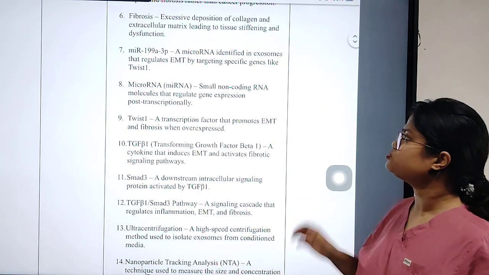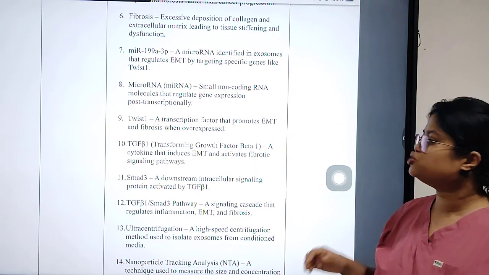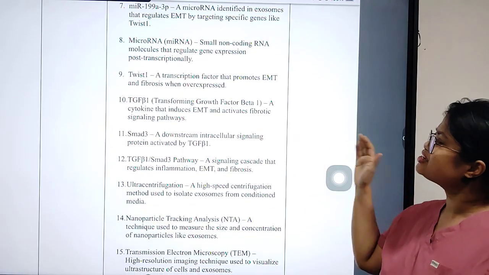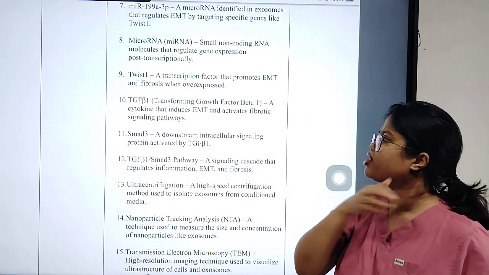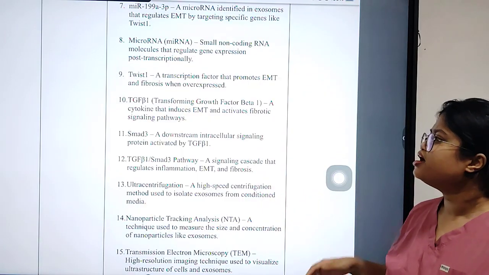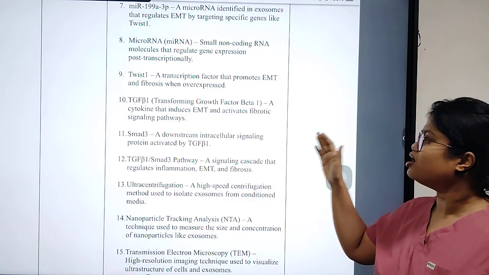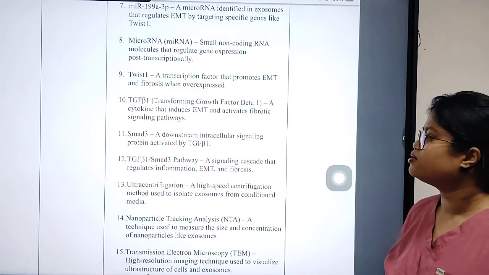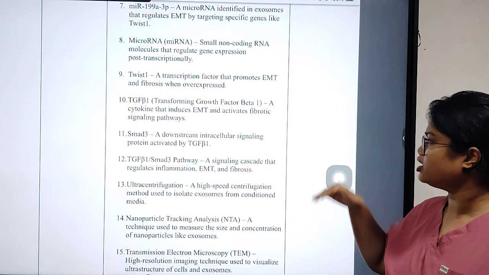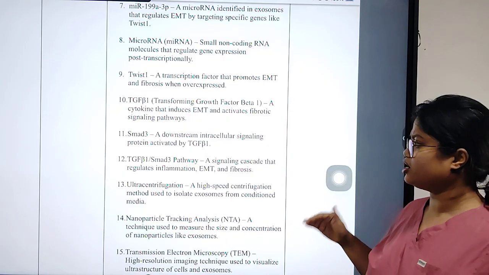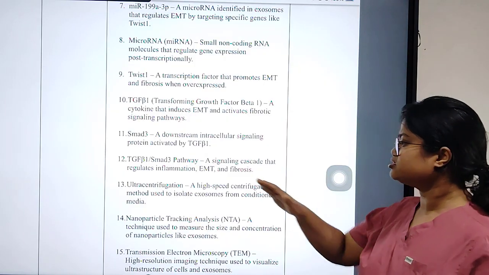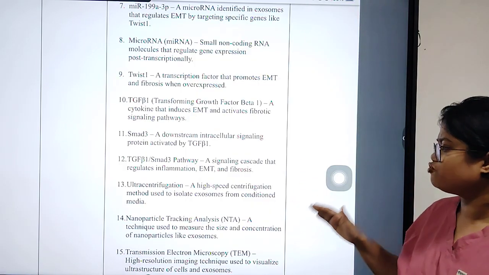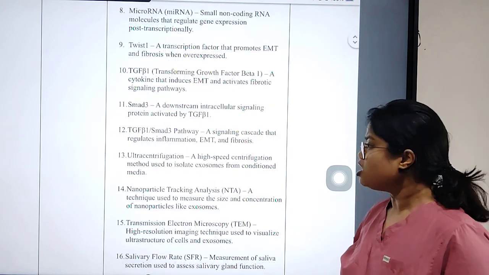What is a microRNA? Small non-coding RNA molecules that regulate gene expression post-transcriptionally. Twist1: a transcription factor that promotes EMT and fibrosis when it is overexpressed in the cells. TGF-beta1: a cytokine that induces EMT and activates fibrotic signaling pathways. SMAD3: a downstream intracellular signaling protein activated by TGF-beta1. The TGF-beta1/SMAD3 pathway is a signaling cascade that regulates inflammation, EMT and fibrosis.